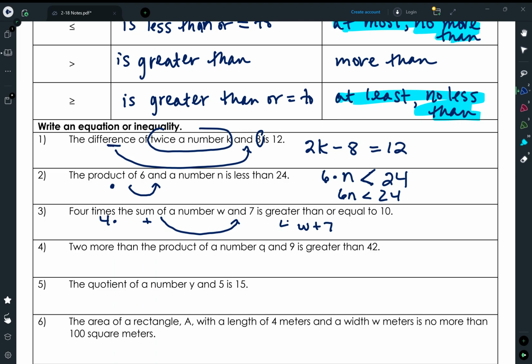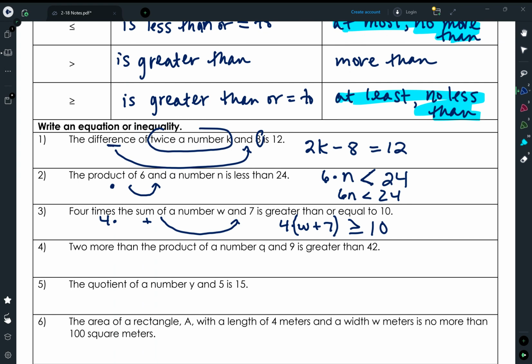So just putting a 4 and multiplying it in the front of that is not enough, because I want to do 4 times the entire sum. It's going to have to be in parentheses. Is greater than or equal to 10. So if my less than is an L, greater than is going the other direction.